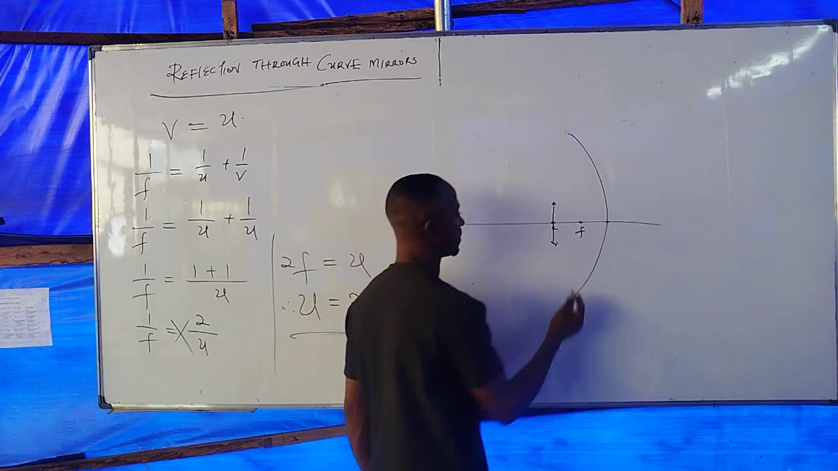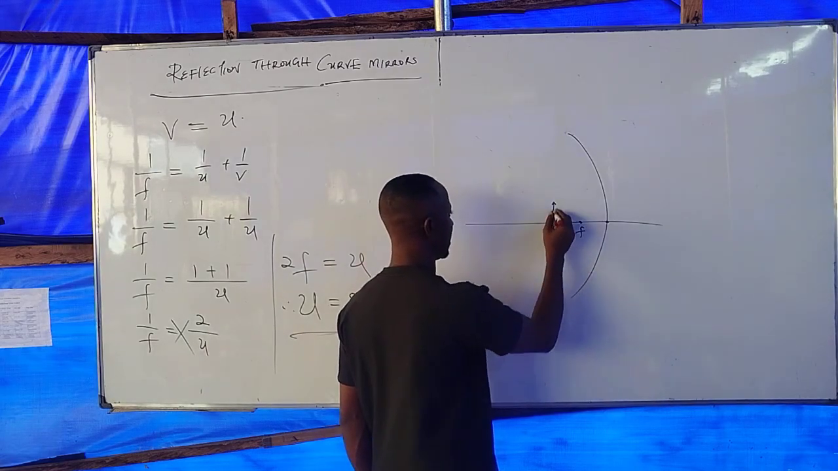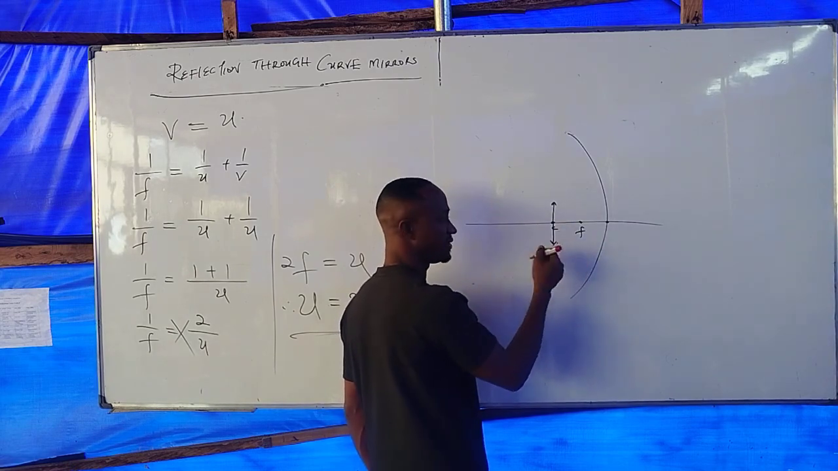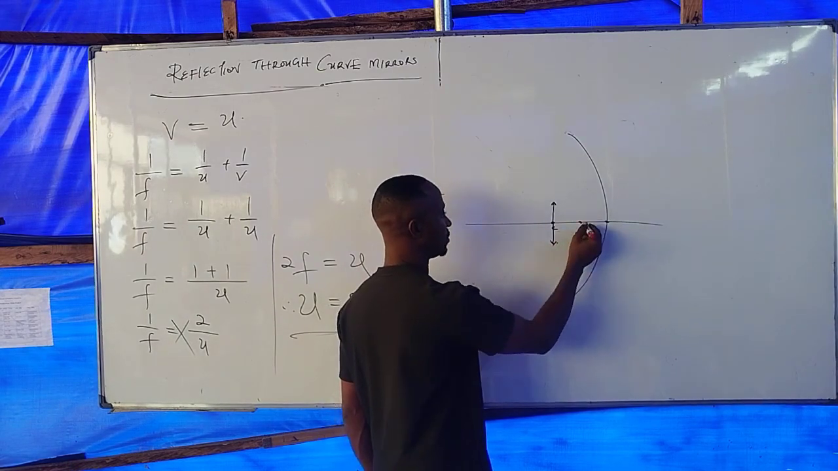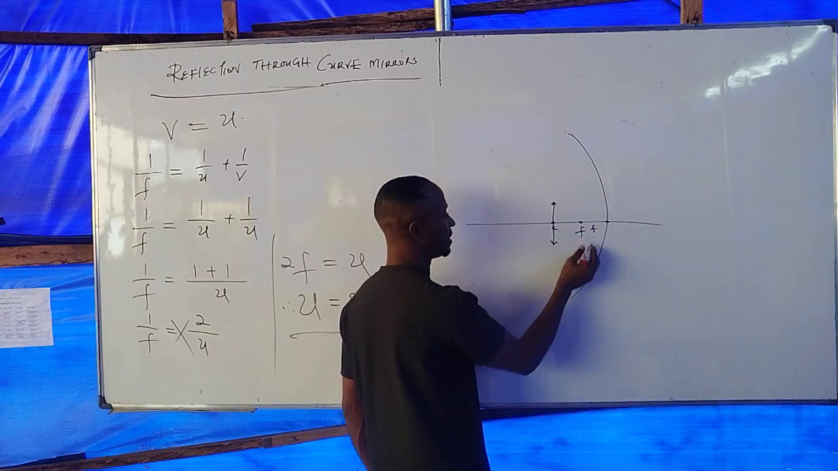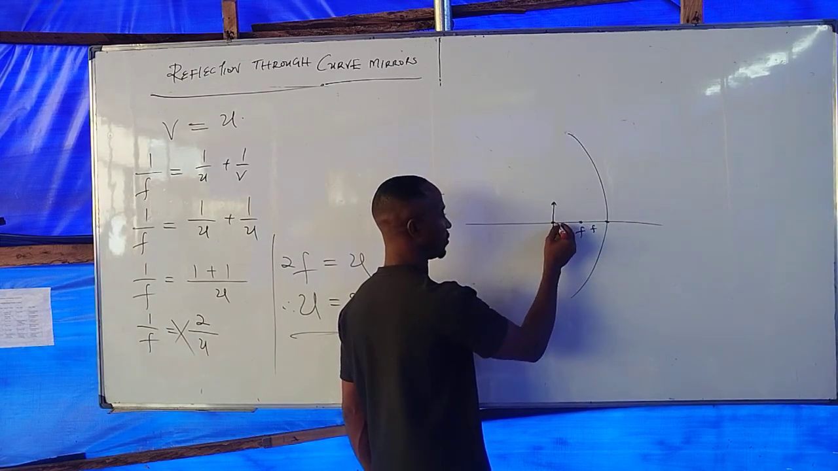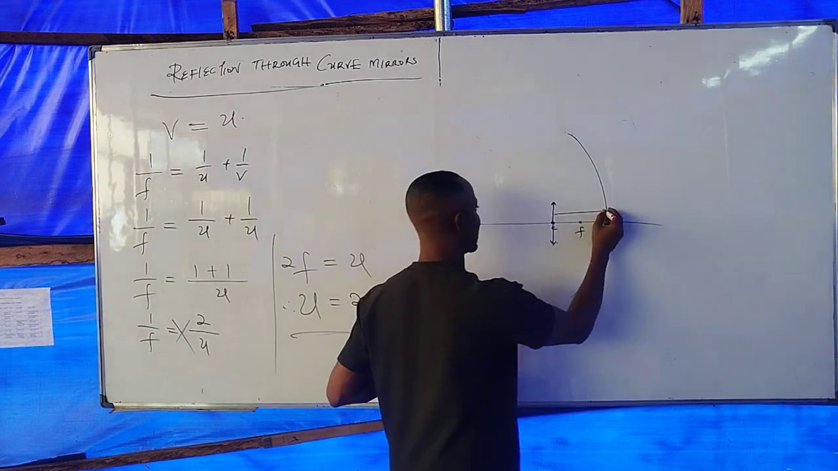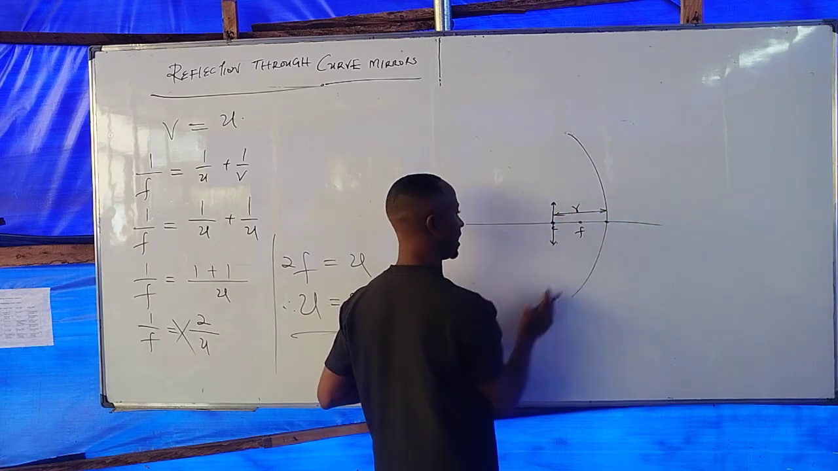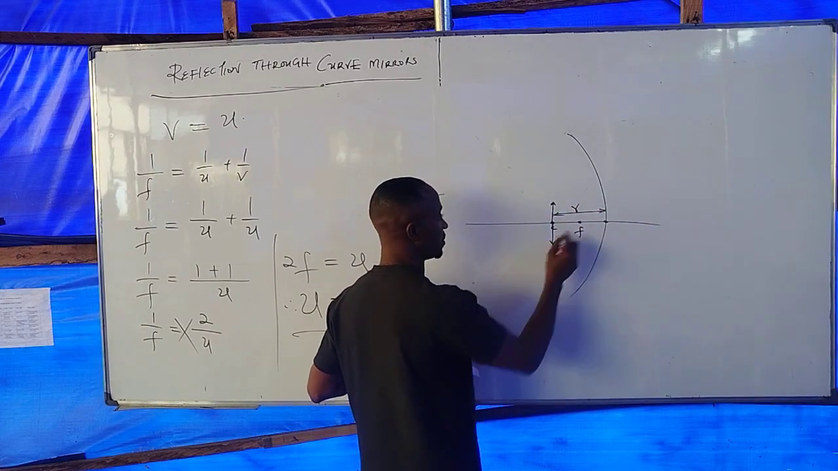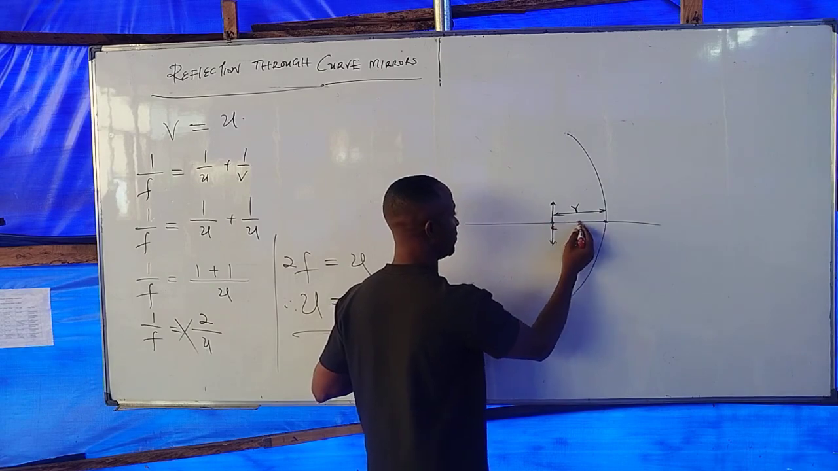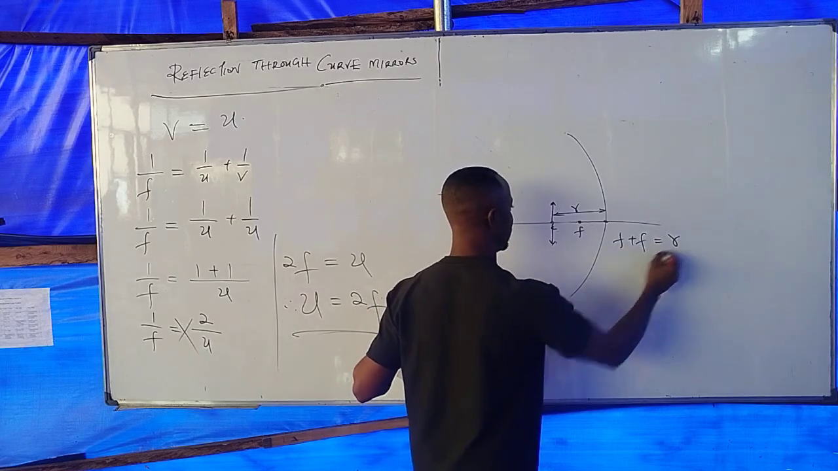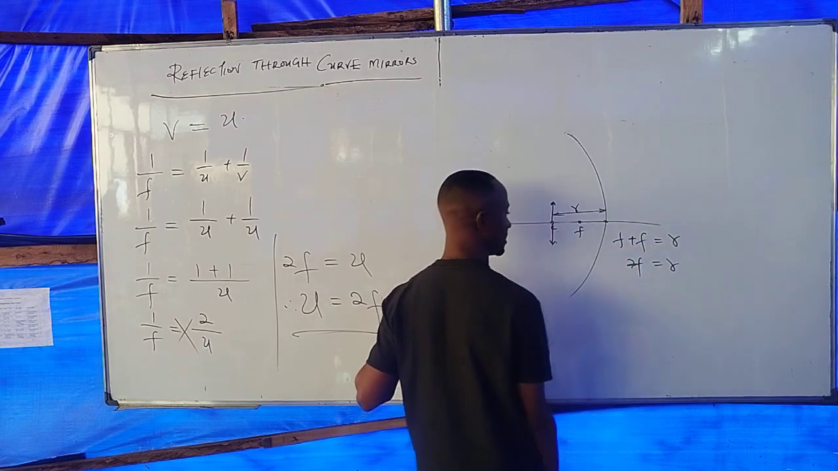Therefore, we say that if the object is here, the image is also here. So the object is twice the focal length, because from the pole to this region is our f, and the same distance is covered from f to the center of curvature. Don't forget that from here to here is actually r, is it not? So if here is r, that means here will be f and here will be f. So f plus f equals r, which is 2f equals r, right?